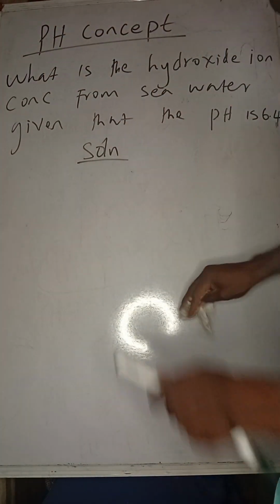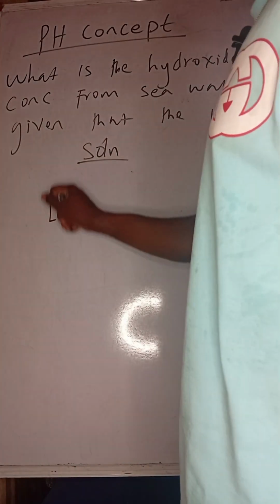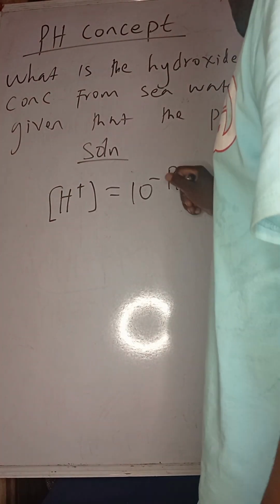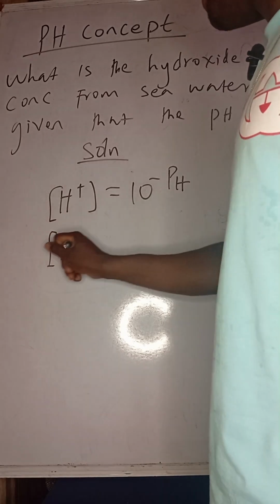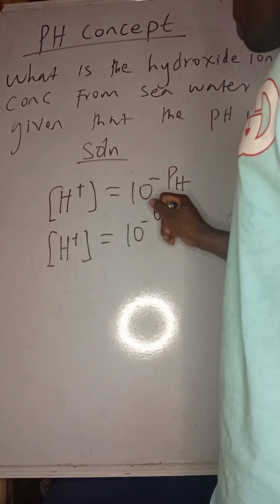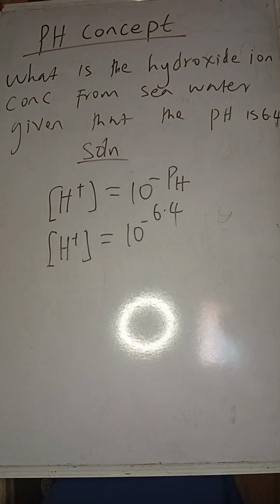I said hydrogen ion concentration is 10 raised to power minus pH. Therefore, hydrogen ion concentration is 10 raised to power minus 6.4. So what do you have as that? 10 raised to power minus 6.4.